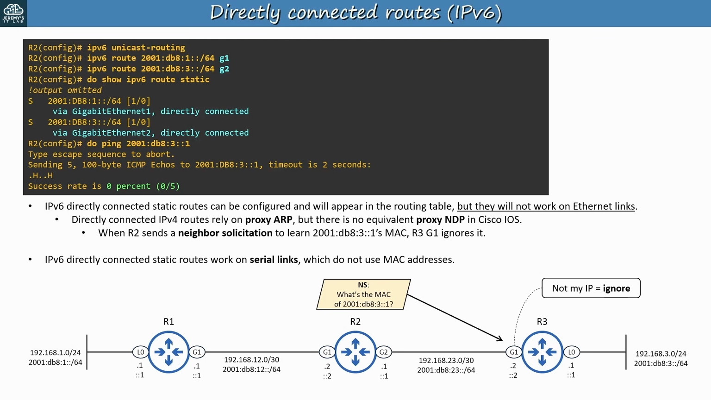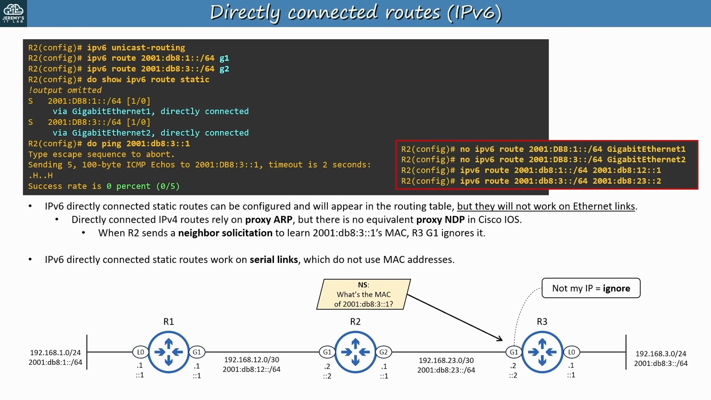So in general, in both IPv4 and IPv6, you really shouldn't be using directly connected static routes in modern networks that only use Ethernet. Recursive routes are a much better option, as are fully specified routes, which we'll cover next. But first, let's change these routes from directly connected to recursive, so the pings will actually work when we ping between R1 and R3's loopback interfaces later.